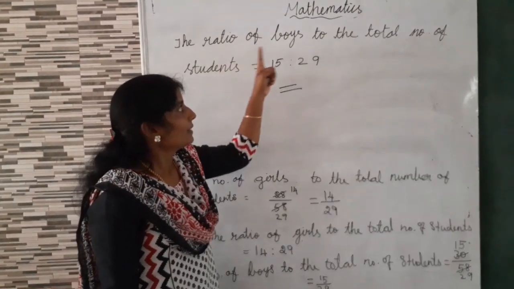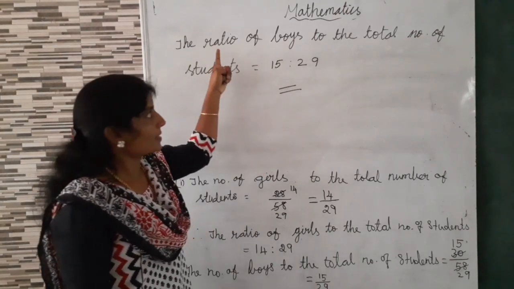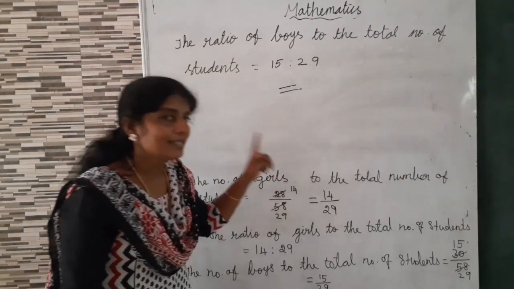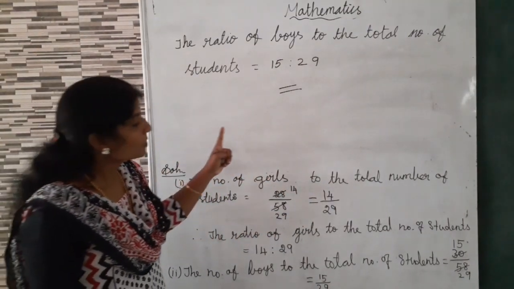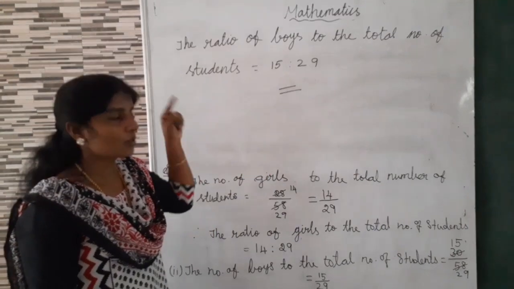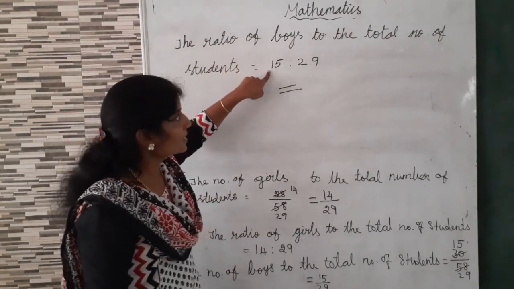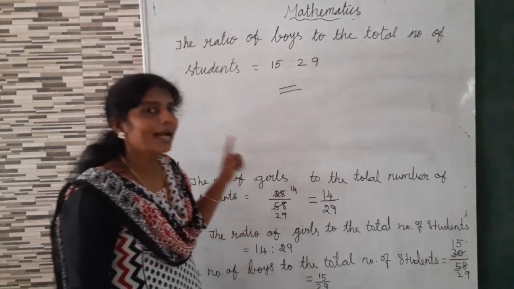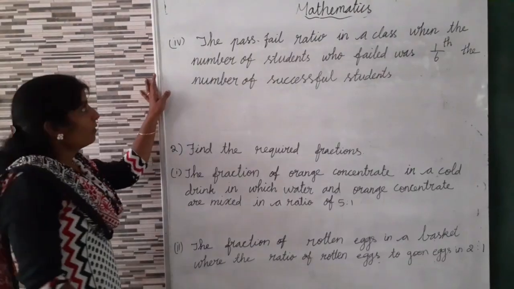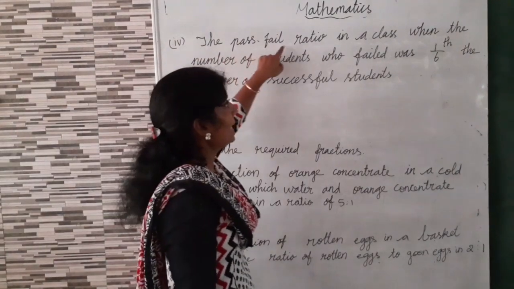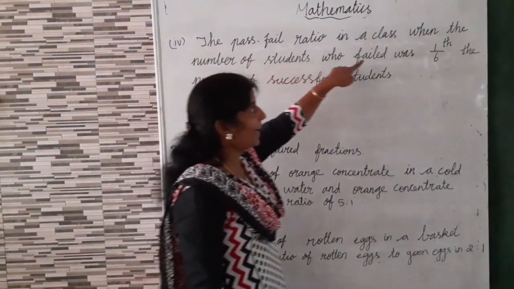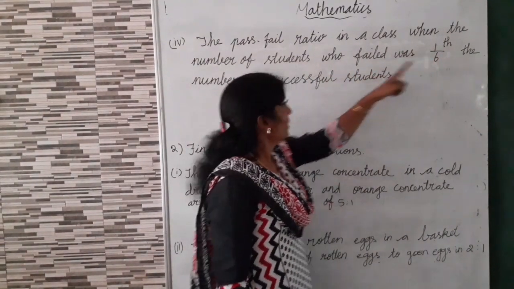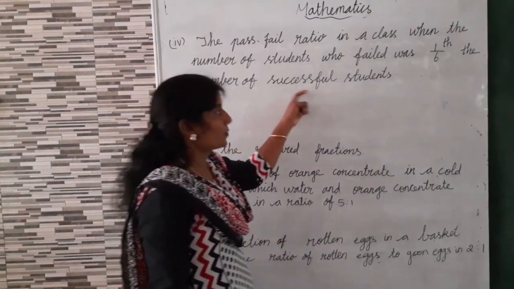Total 29 students. From there 15 students are boys. Here 14 students are girls. Okay. Now this total how many students? 29 students. In 29 students, here 15 students are boys and 14 students are girls. Clear? Fourth question. The pass-fail ratio in a class when the number of students who failed was 1 by 6 of the number of successful students.